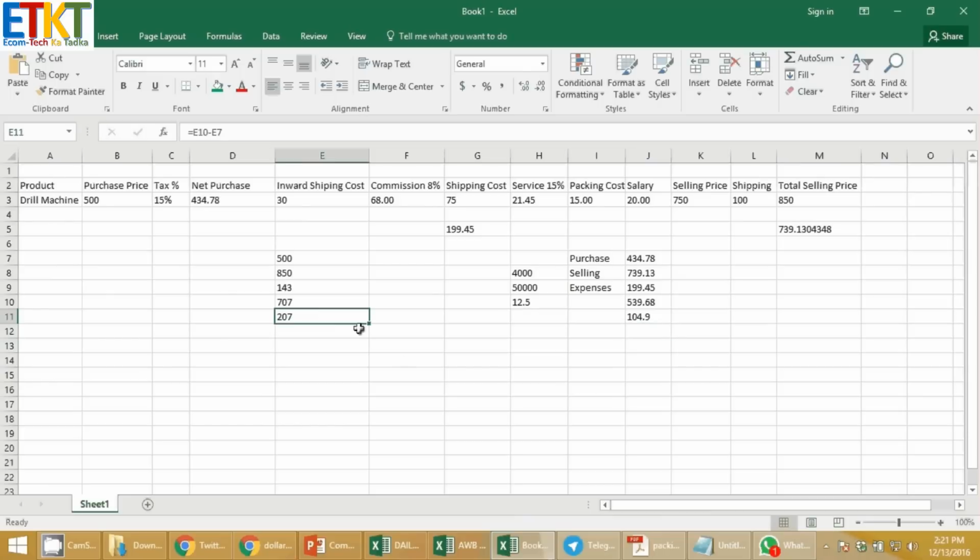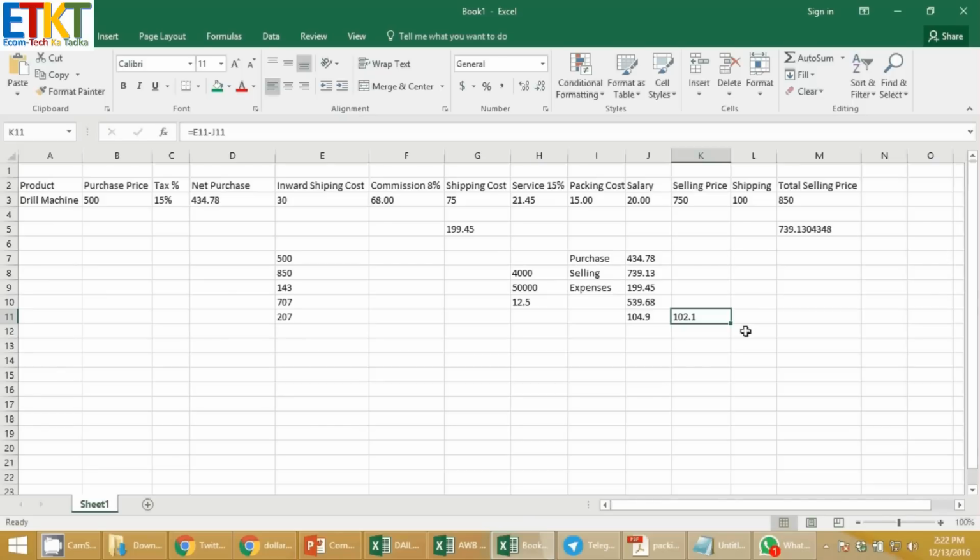If you look at it in the normal fashion, you are making 207 rupees profit, but if you're including the expenses and the taxes, it is going down to 104.9. So what is happening here? You see, you are under the impression that you are making 207 and actually you are making 104.9.